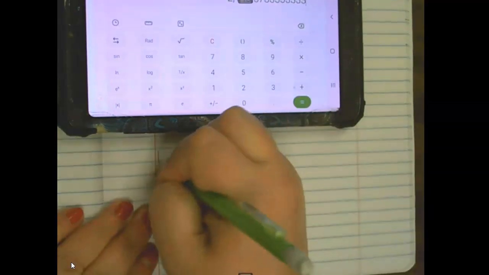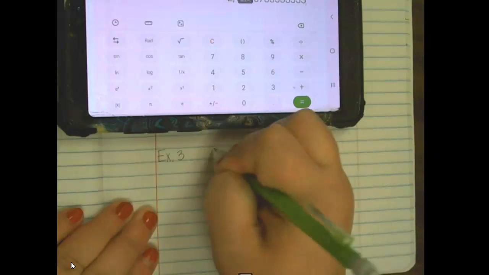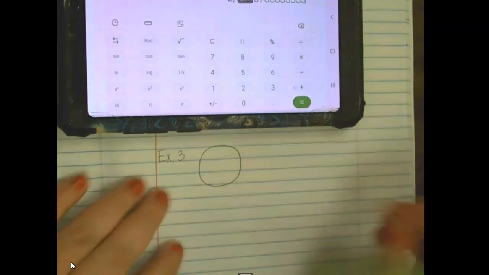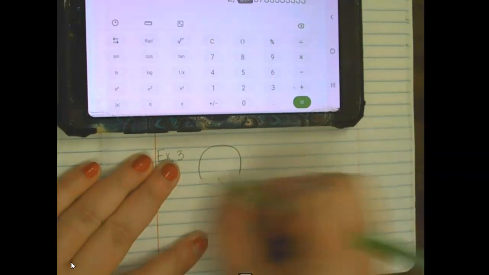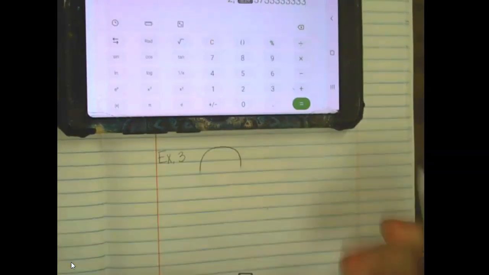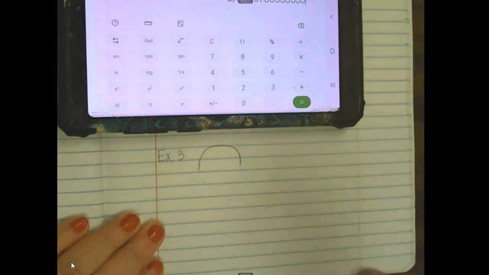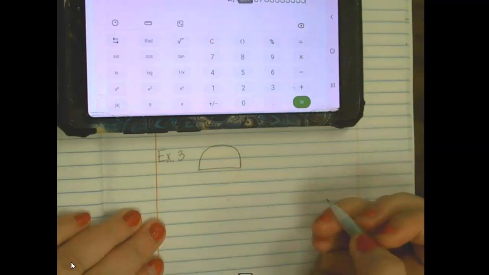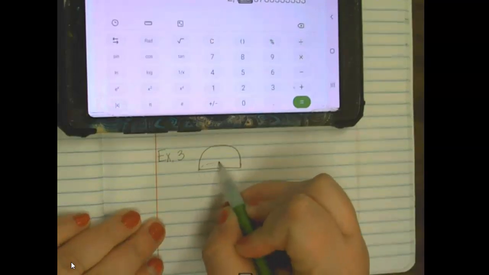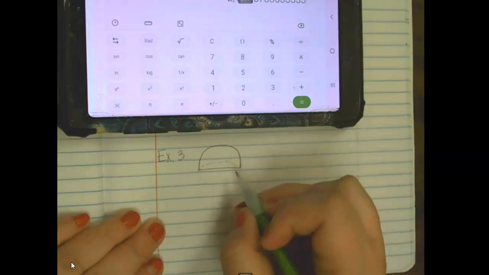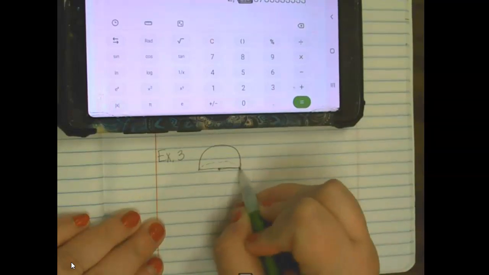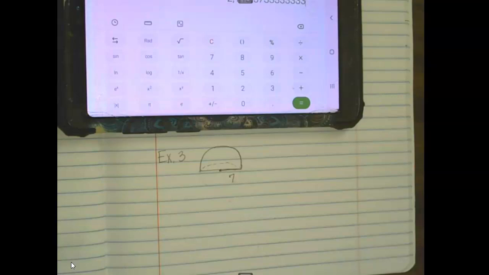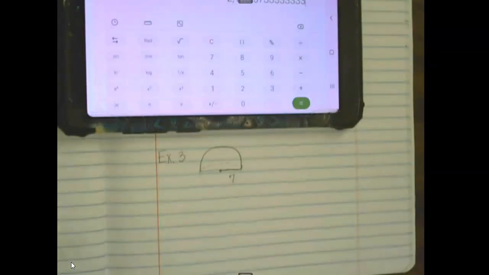Example 3, I'm going to draw a circle. But this time, once I draw the circle, I'm going to erase the bottom half, because we're only going to look at half of one. I'm going to put a dotted line going around, and we're going to look only halfway. I know that is not the best drawing, but we're looking at half of a sphere. It's called a hemisphere.